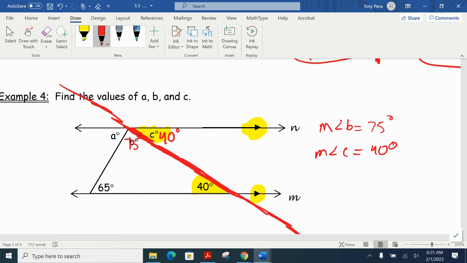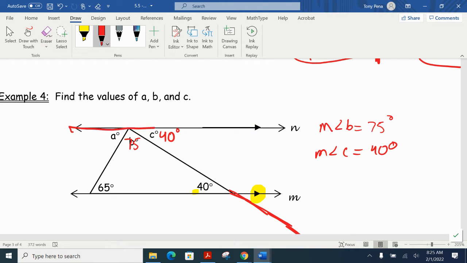Now, my guess is a lot of people's first thought is, oh, I now know this is 40, this is 75. A added with those must equal 180. 100% correct. A good thought to have. However, it will require a little more work than is necessary.